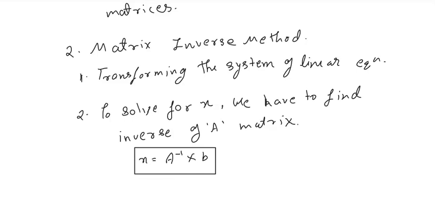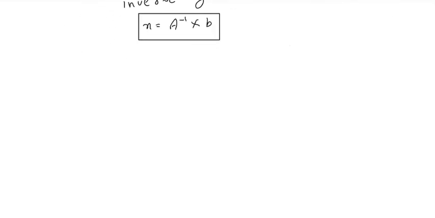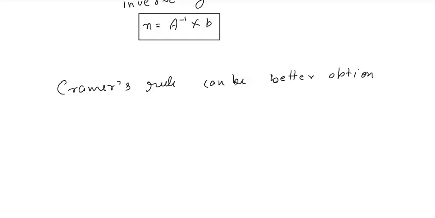Now the main point of the given concept, or the whole solution, is which one is preferable. Cramer's rule can be a better option for small systems with determinants.